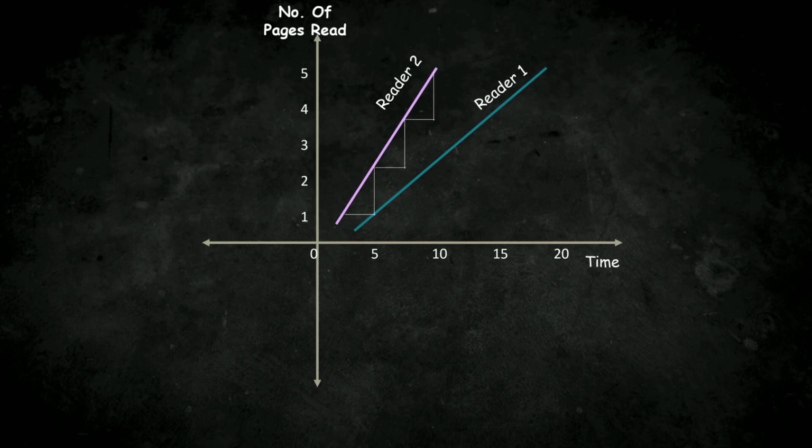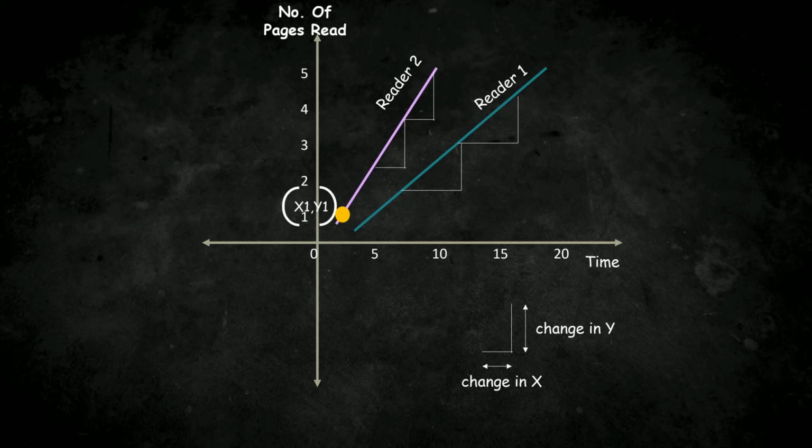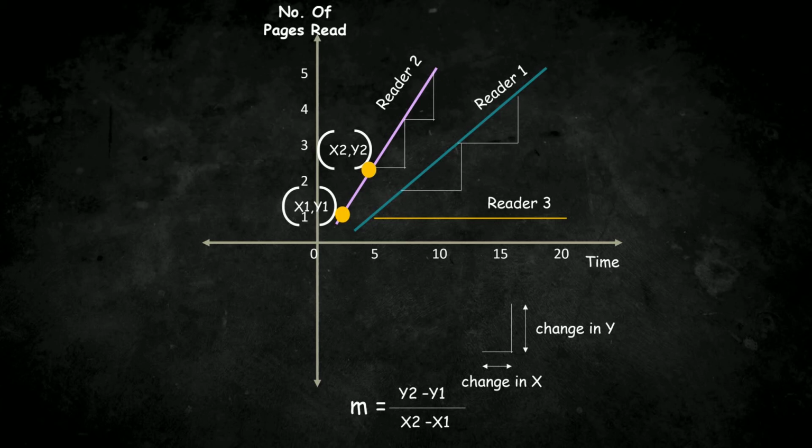The slope at any point in a straight line is same. The slope can be calculated as a change in y divided by change in x. If we consider this point as x1, y1 and this point as x2, y2, then the slope m is equal to y2 minus y1 divided by x2 minus x1. Now, let's consider another reader, reader 3. He found the book to be so boring that he was stuck at the very first page for 20 minutes. In this case, the change in y is 0, therefore the slope is 0.